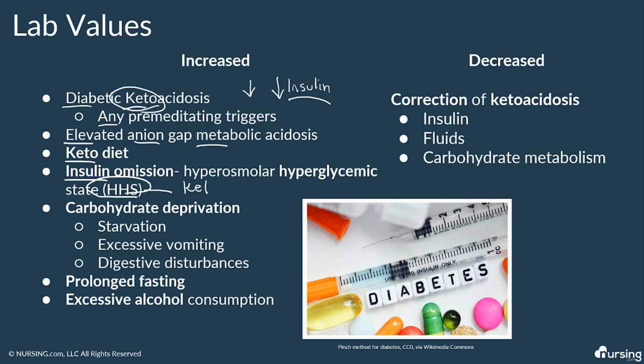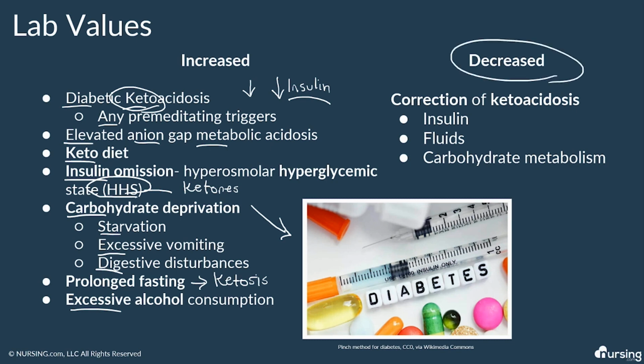being produced. Now, it's largely going to be evident when there's carbohydrate deprivation or deprivation of the sugars being able to get into the cell, like in the case of diabetes. Could be starvation, excessive vomiting, and digestive disturbances. We might also see ketosis with prolonged fasting or excessive alcohol consumption, like we talked about with alcoholic ketoacidosis.